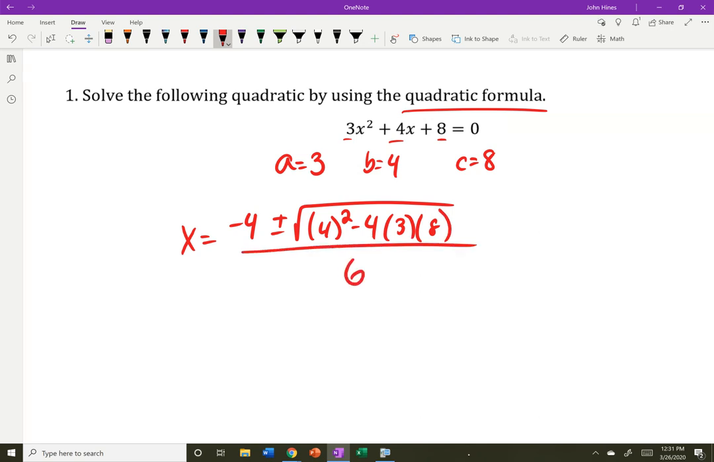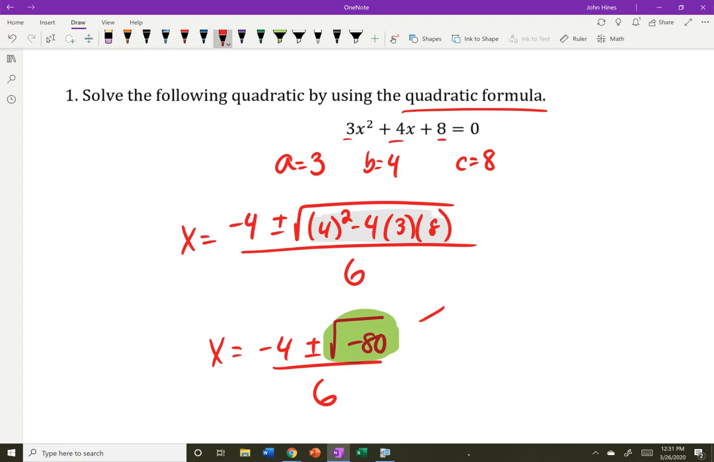2 times 3 is 6. Type in what's under the square root. So 4 squared minus 4 times 3 times 8. Uh-oh. Why am I saying uh-oh? There's a problem, and it's right here.